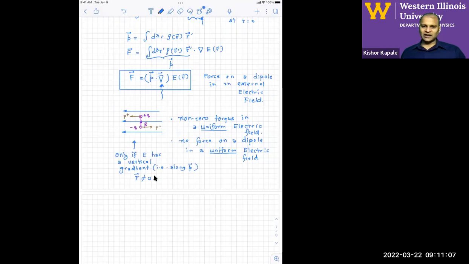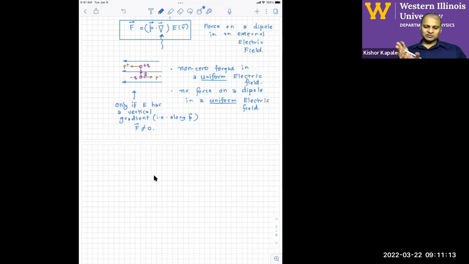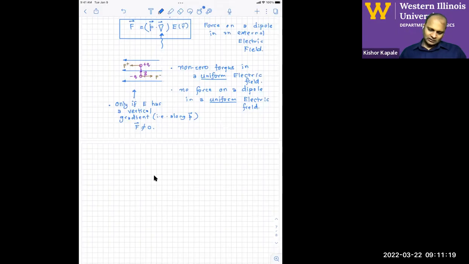P dotted with gradient, that's what that means, right? If the gradient is in the direction that's perpendicular to P in the horizontal direction, then no force. Oh, no, sorry, I said this wrong. You guys did not catch me. Only if E has a vertical gradient that's along P, F, yeah, no, I think I said it correctly.